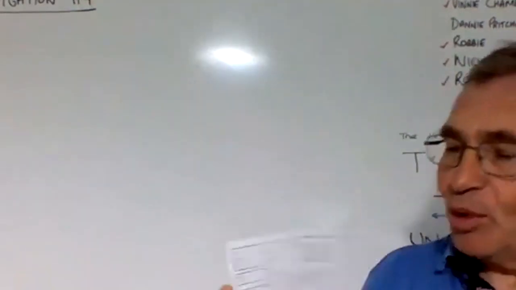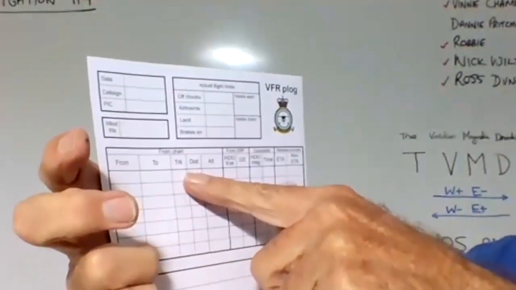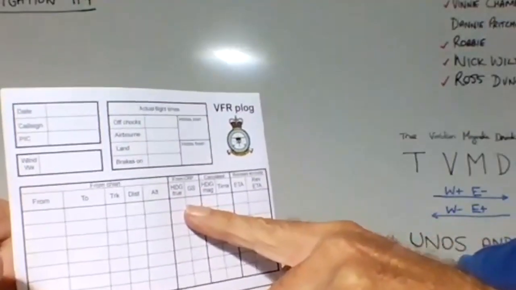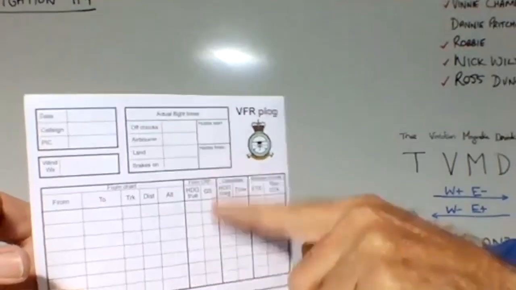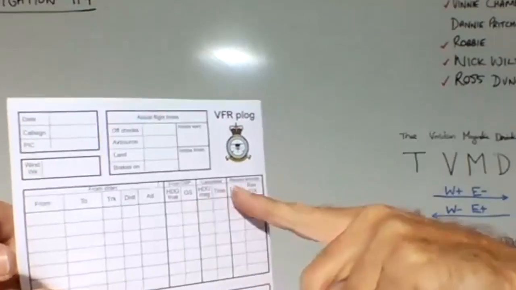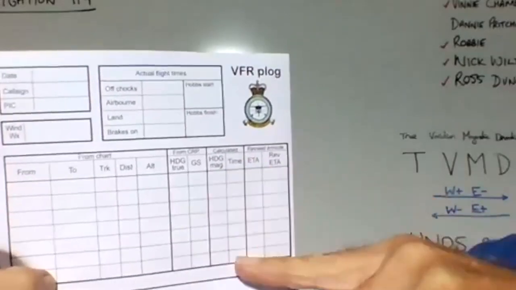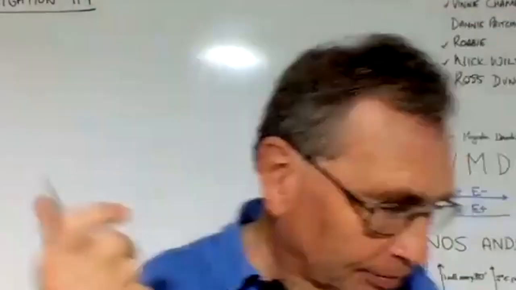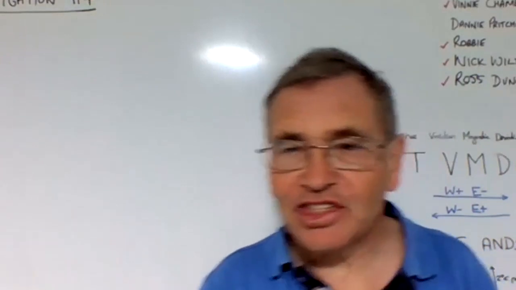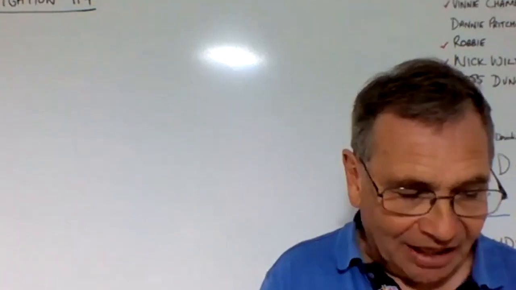We can then transcribe all of that into our plog, so we actually know where we're going from and to, track, distance, altitude. We get from our computer our heading and our ground speed, and then we can calculate these various other things, like how long each leg's going to take us. And then in flight, of course, we can update our ETAs as we go along. But life's a bitch, and sometimes things don't go to plan.